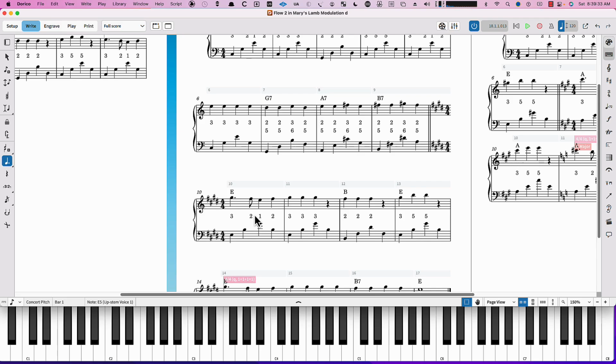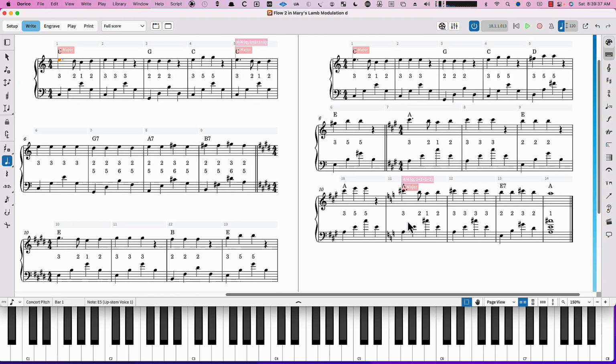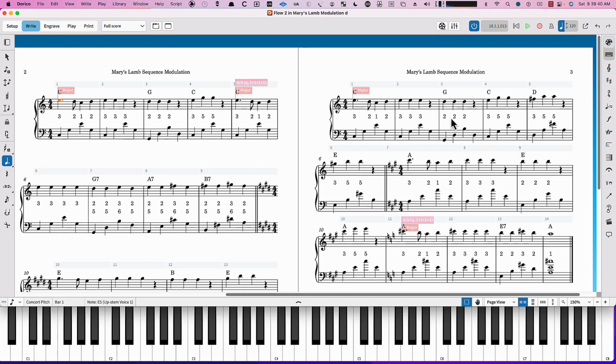Now, in the next example, instead of modulating in measure 7, we're going to modulate in measure 4. So let's listen to this.